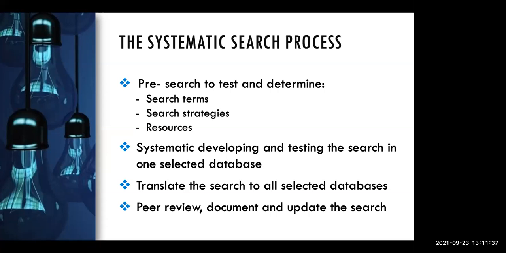Peer reviewing, document and update the search. Every single search term, inclusion and technique used and results should be transparently available together with the paper, and you have a possibility to use some tools to peer review the search string to make sure that you didn't miss anything or have made any mistakes. I will give you some examples of how that can be done and tools for that.